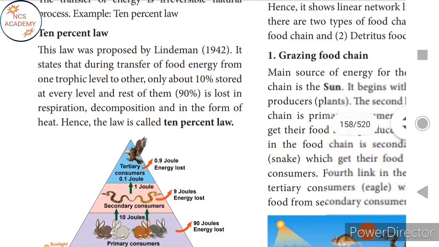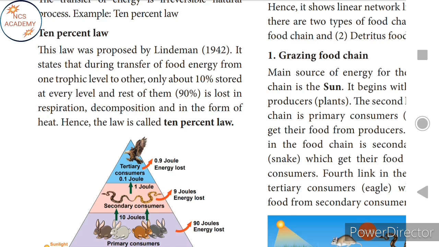Hey students, today we are going to discuss the 12th standard Botany Lesson 7, Ecosystem, in which some important questions. First, what is the 10% law? The 10% law was proposed by Lindeman in 1942.